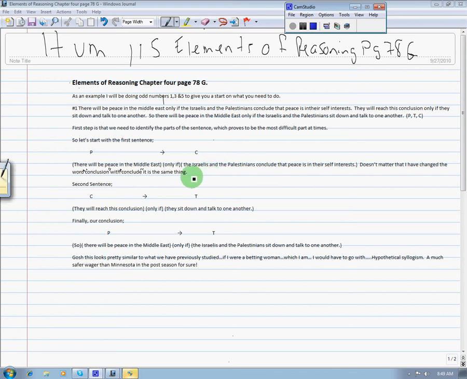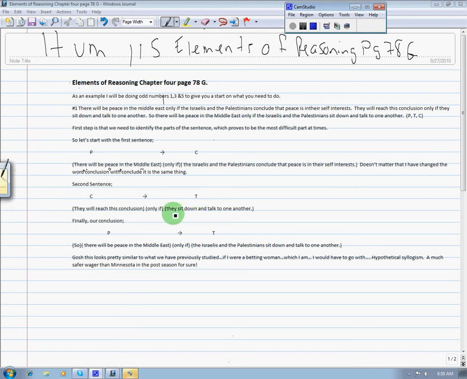Second sentence, they will reach this conclusion only if, here's my connective, let's mark that, if they sit down and talk to one another. So I'm going to mark this as part of my sentence. That's C. If C, then they sit down and talk to one another, T.